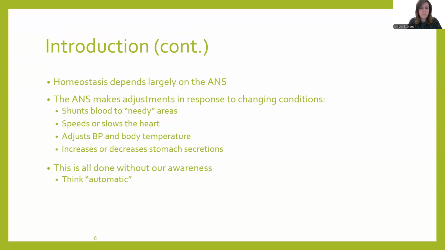All right, so homeostasis depends largely on the ANS, okay? It plays a critical role in homeostasis by regulating blood flow, adjusting heart rate and blood pressure, modifying body temperature, and then controlling digestive secretions. These actions are automatic and they ensure balance without any conscious effort.